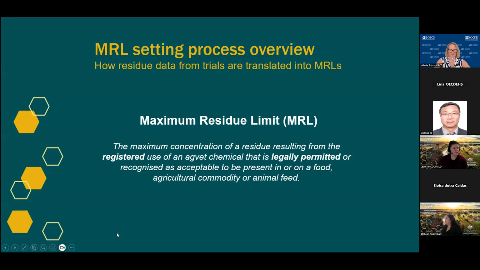So the MRL setting process overview. The maximum residue limit, or MRL, is defined as the maximum concentration of a residue resulting from the registered use of an agvet chemical that is legally permitted or recognized as acceptable to be present in or on a food, agricultural commodity, or animal feed.